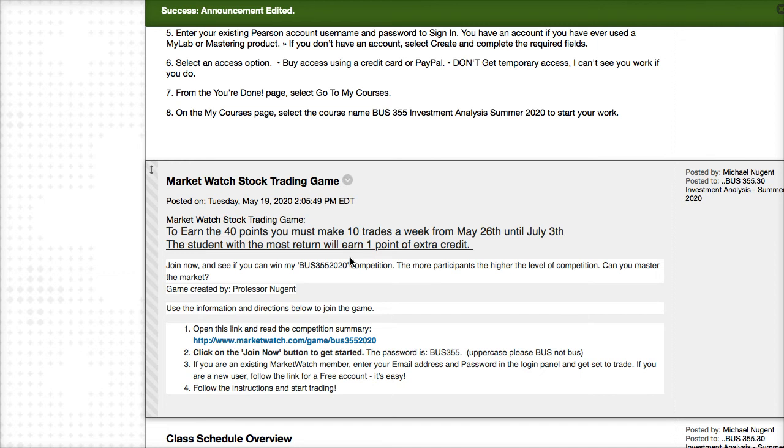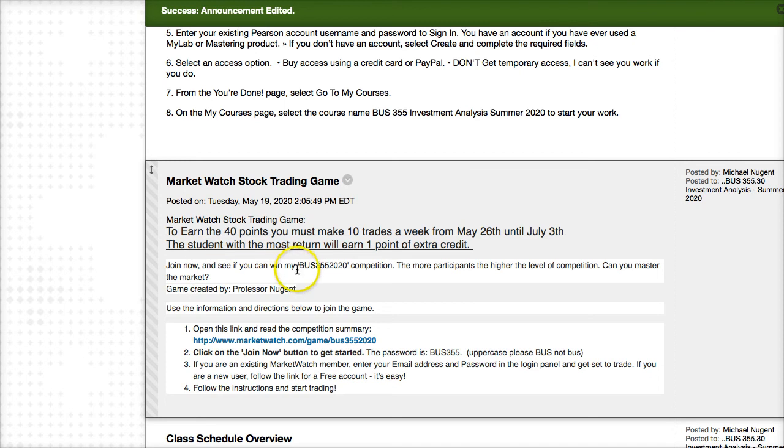Now, even if you lose all your money, you can still earn all 40 points as long as you make 10 trades a week. So a trade is buying a stock. You could buy a stock, then sell a stock, and that'd be two trades. You could buy 10 shares of one stock and buy another 10 shares of that same stock, that's two trades. So it's not hard to get 10 trades a week.